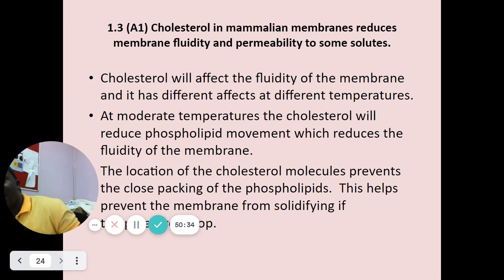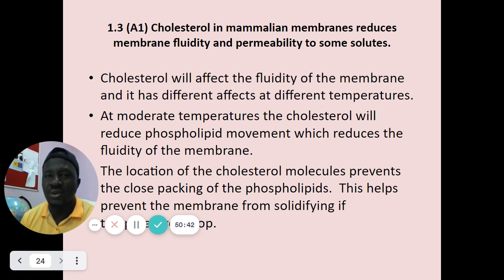Cholesterol in mammalian membranes reduces membrane fluidity and permeability to some solutes. So cholesterol will affect the fluidity of the membrane, and it has different effects at different temperatures. At moderate temperatures, the cholesterol will reduce phospholipid movement, which reduces the fluidity of the membrane, and the location of the cholesterol molecules prevents the close packing of the phospholipids.